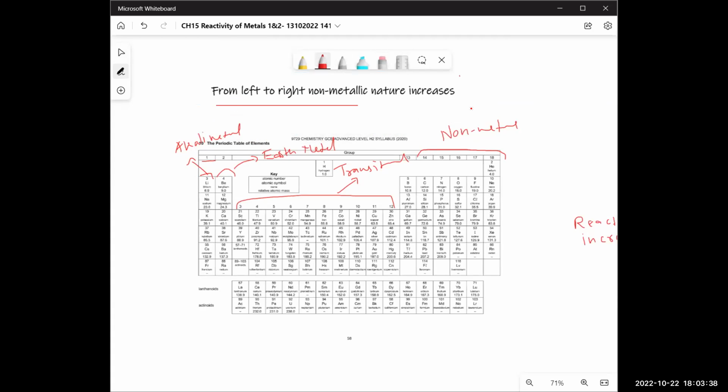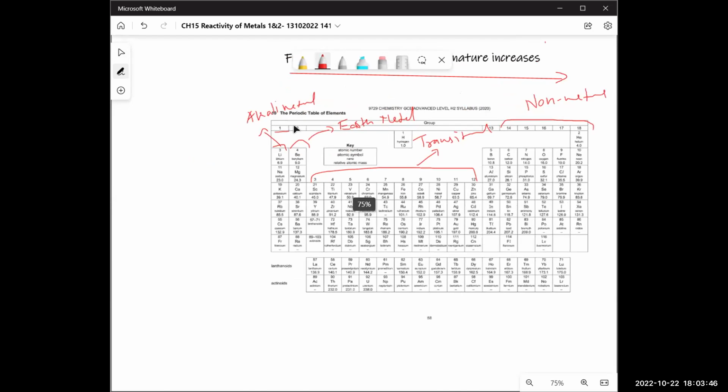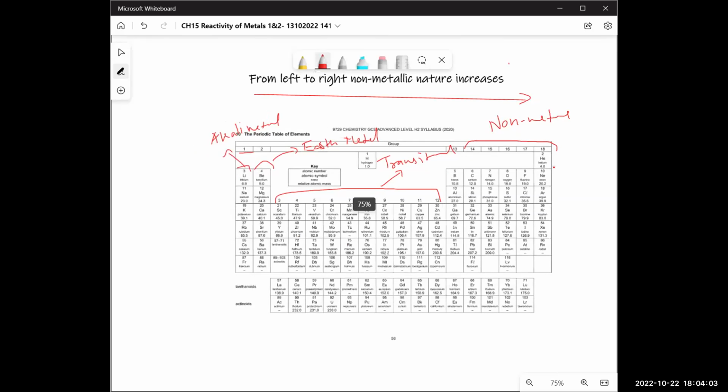Fine. Now another thing is, alkali metals are most reactive. So when you go from left to right, that means non-metallic nature is increasing, so the metals are becoming less reactive. What you'll realize is alkali metals are very reactive, then earth metal less reactive, transition metal even less reactive, non-metals are completely not metal, obviously.